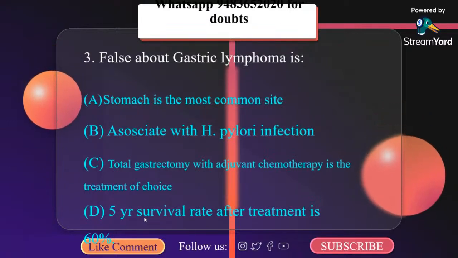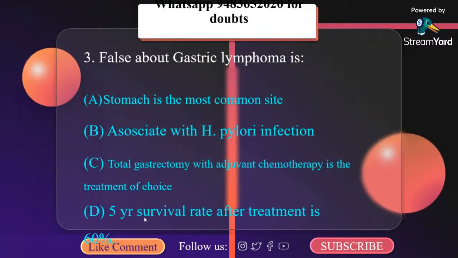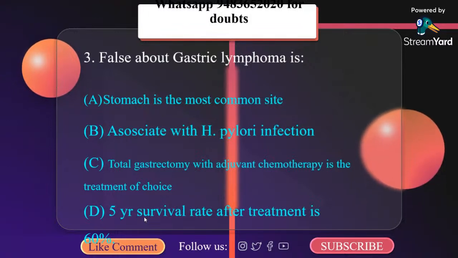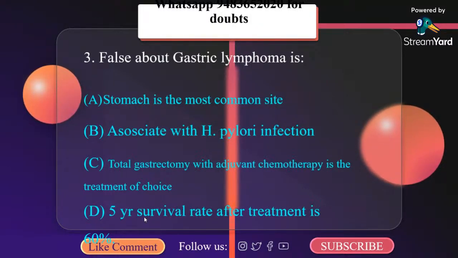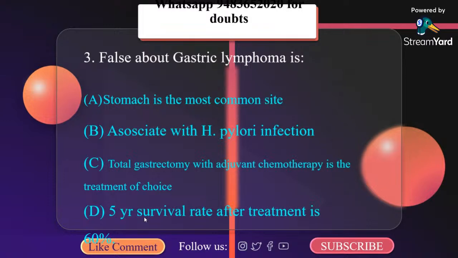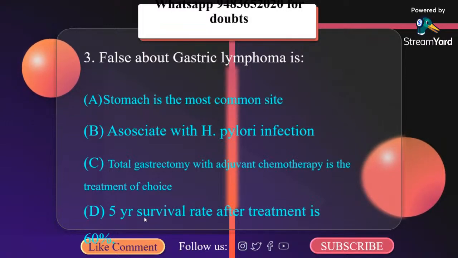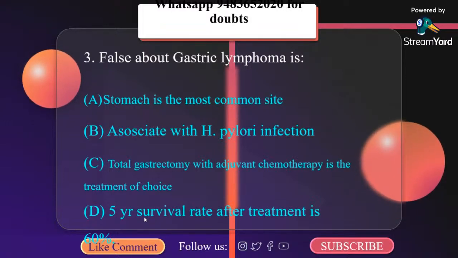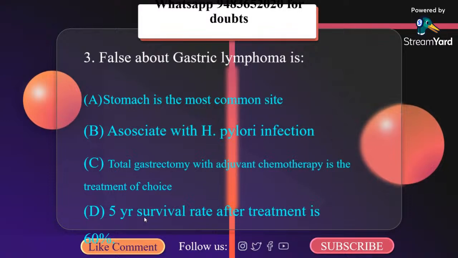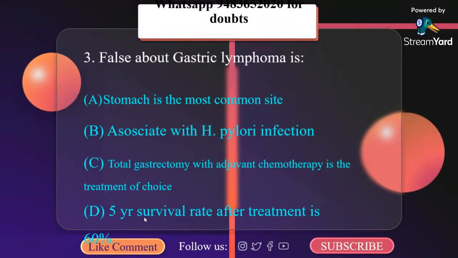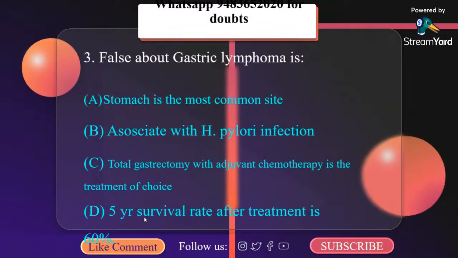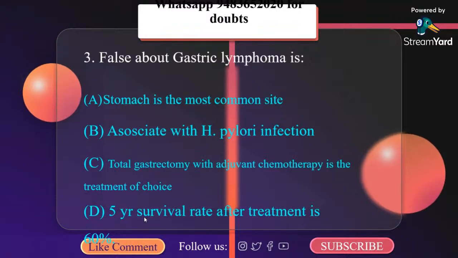False about gastric lymphoma is: A. Stomach is the most common site. B. Associated with H. pylori infection. C. Total gastrectomy with adjuvant chemotherapy is treatment of choice. D. 5-year survival rate after treatment is 60%.